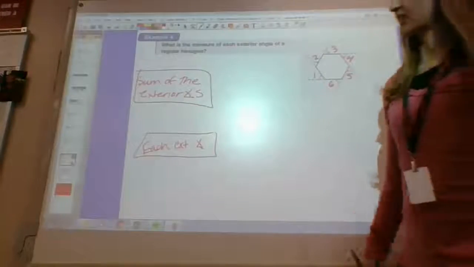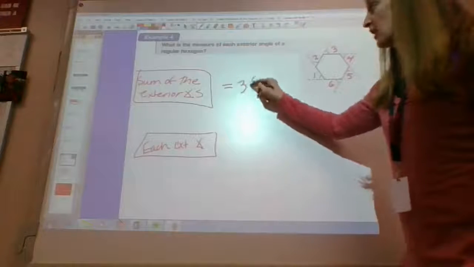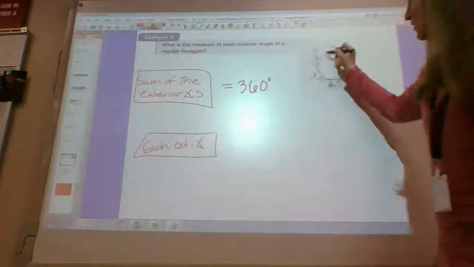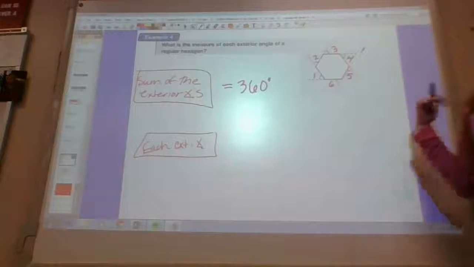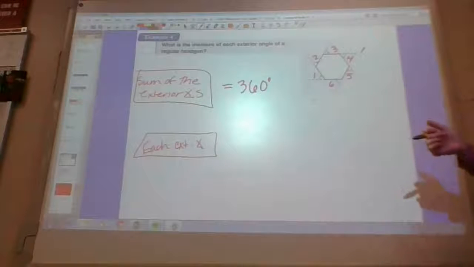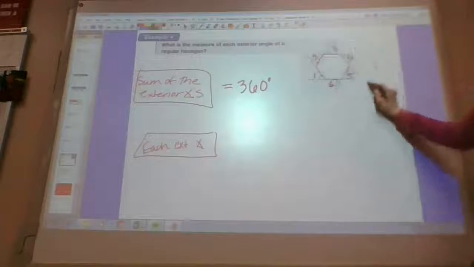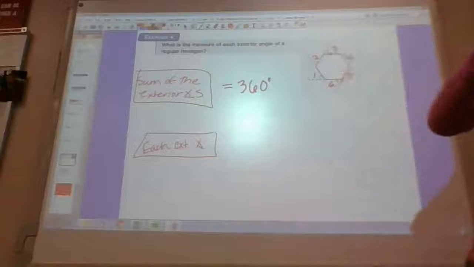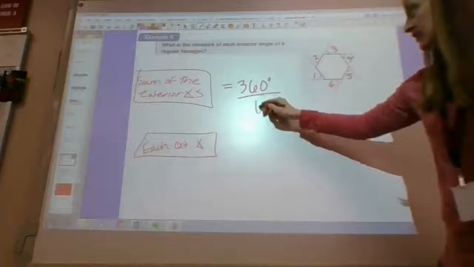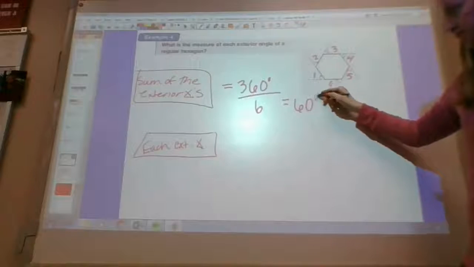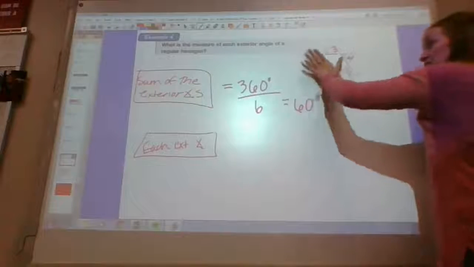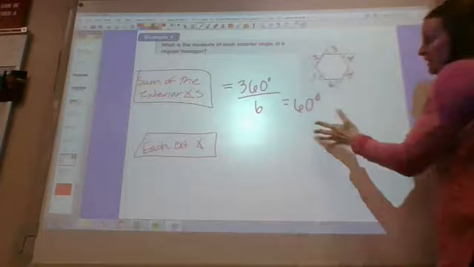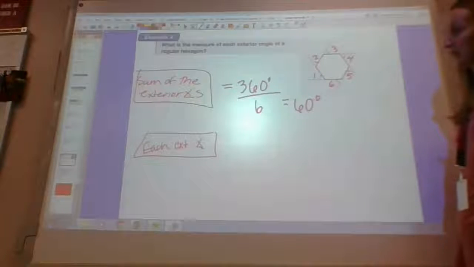To figure out the sum of the exterior angles, hopefully you guys think that this is the easiest thing ever. The sum for any polygon, when you extend the lines like this, is always 360. It doesn't matter if it's a hexagon, a pentagon, an octagon, it's always 360. So then to figure out each exterior angle, since it's a regular hexagon, all you have to do is divide it by 6, and then you get 60. So once again, to find the sum of any exterior, it always equals 360. Then you just divide it by the number of angles to figure out each angle.